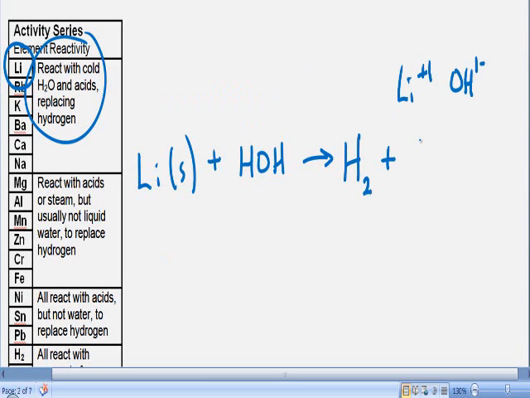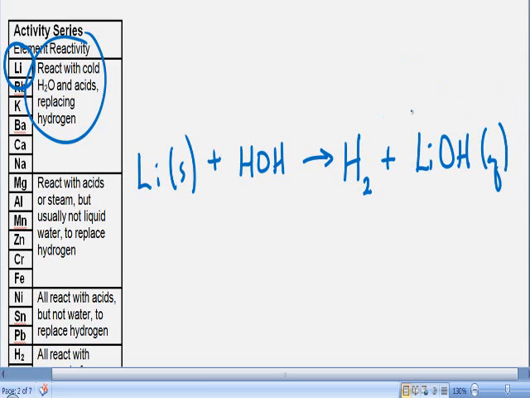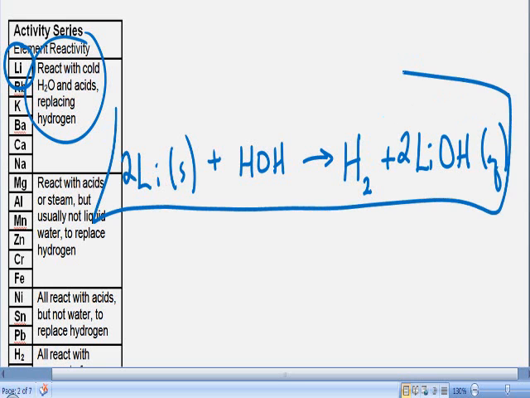So the other compound that gets formed here is lithium hydroxide, now in the aqueous form because it would be dissolved in the water. Writing a 2 in front of the lithium hydroxide and a 2 in front of the elemental lithium would now balance our equation, and this would be an example of a single replacement reaction where an elemental metal replaces hydrogen from water.